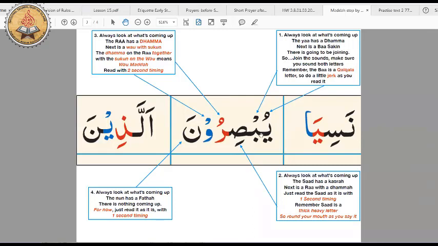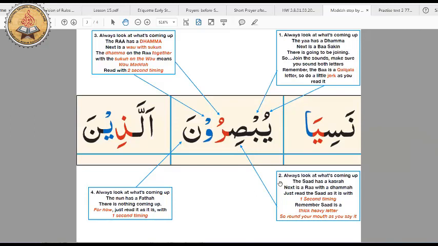Okay, we need to join it to the ba. Once more. Yun. Which letter is this? The dot is underneath the bend, not on top. So which letter is this? Ba. Good. So now can you join it for me, please? Yub. Excellent. Beautiful. And you did a very nice little jerk there as well for your qalqala. Well done. Okay. So yub, right?